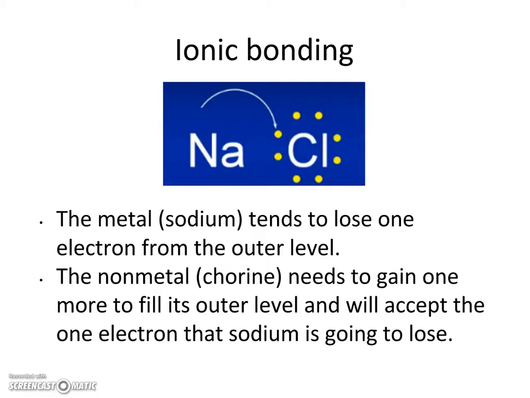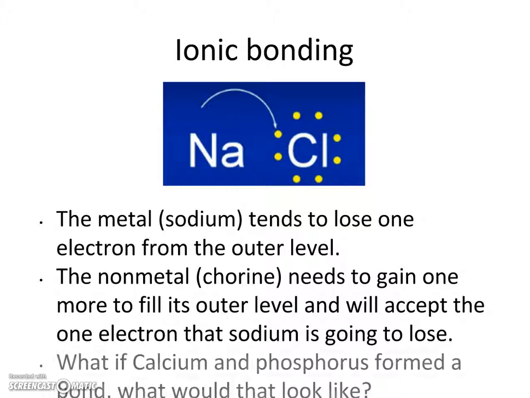When you're writing the Lewis dot structure, which is the electron dot diagram, of both of them, the chlorine will be surrounded by 8 and sodium will not be surrounded by any. So what if I took calcium and phosphorus and formed an ionic bond? You know it will form an ionic bond because it's between a metal and a nonmetal. What would that look like?